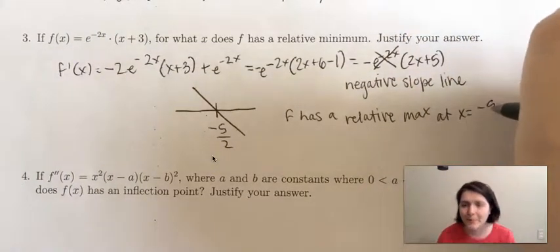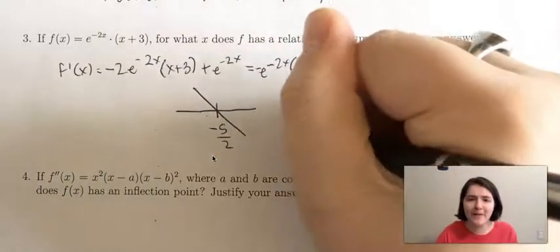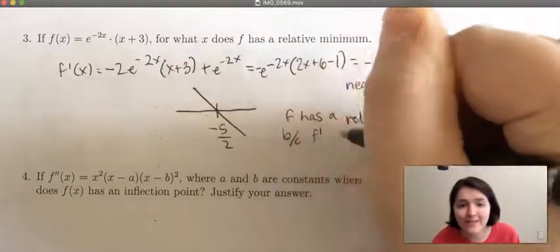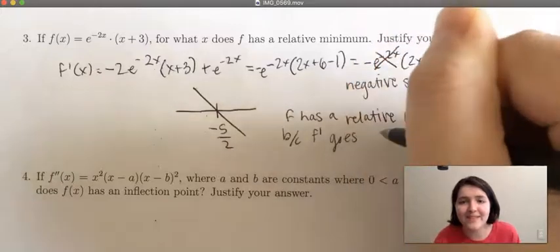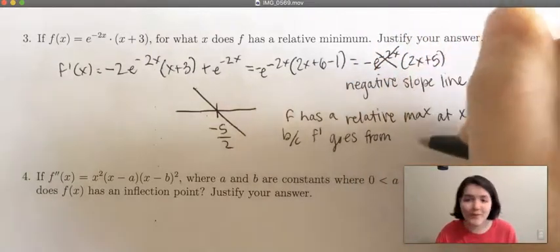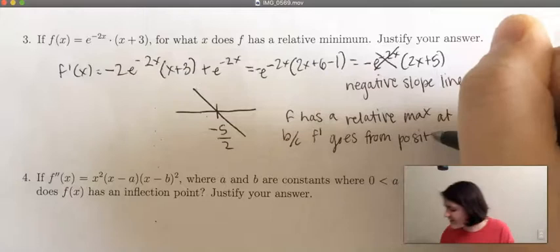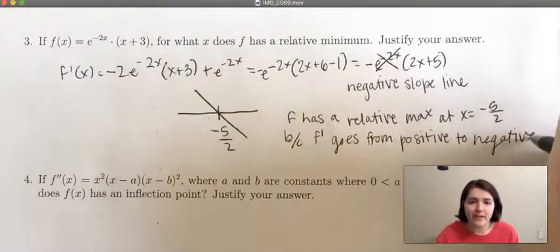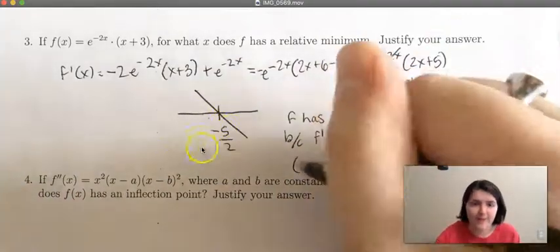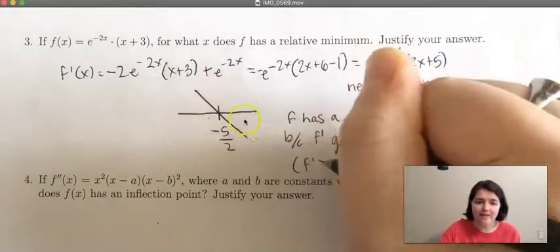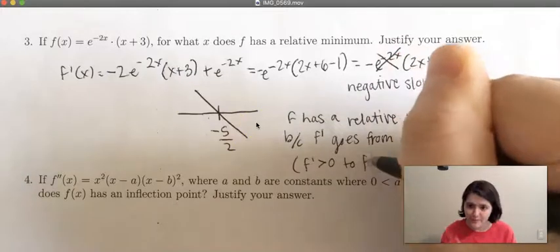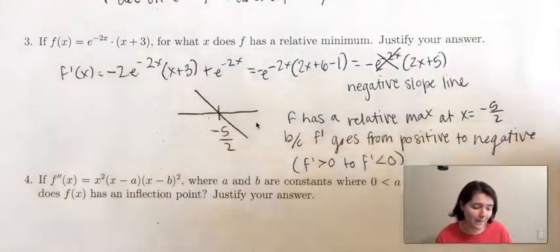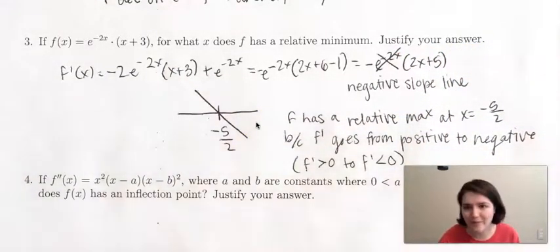Oh, maximum? Ooh, it's supposed to be a minimum. Well, it seems that the problem was wrong. Sorry about that. I think it should be asking for a relative max because that's what this is. This is a rel max here because f prime is going from positive to negative, and if you know your rules, you know that that is a rel max. So that's a typo in the problem.